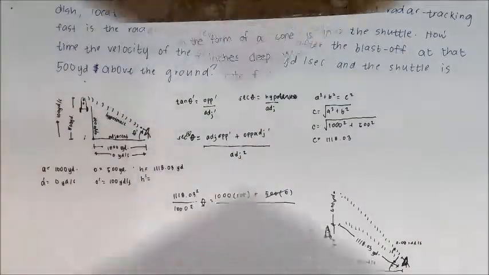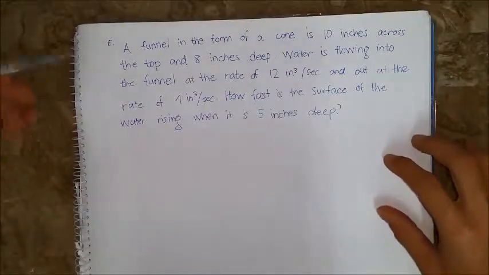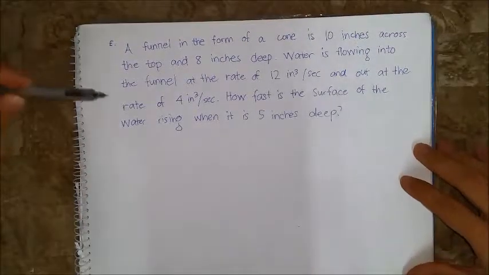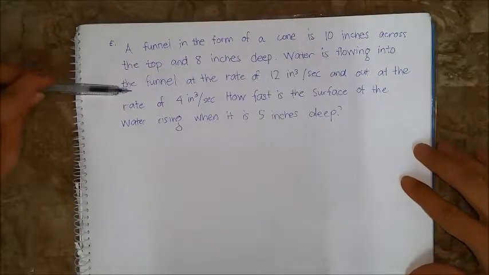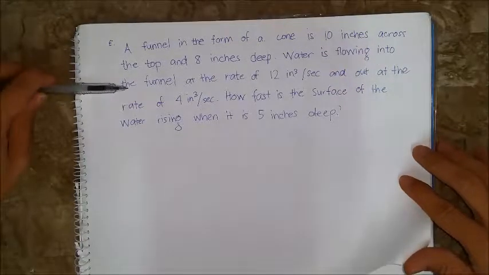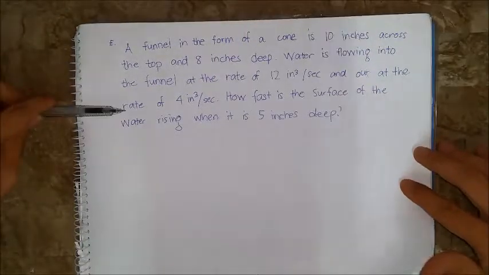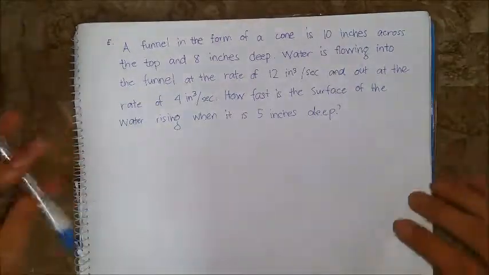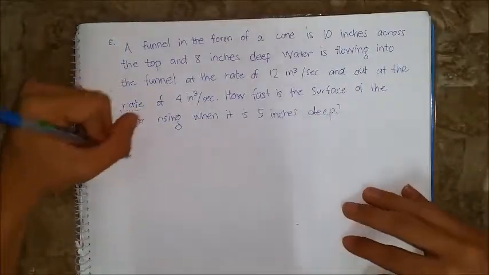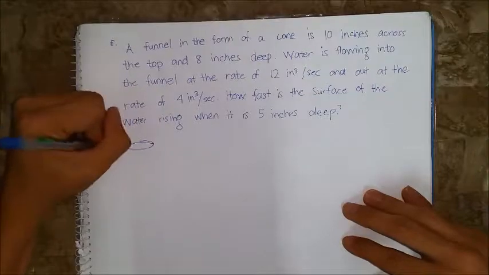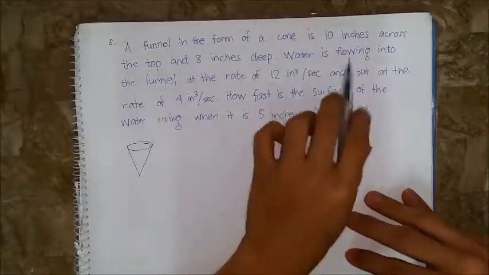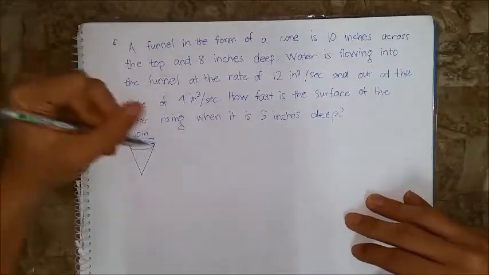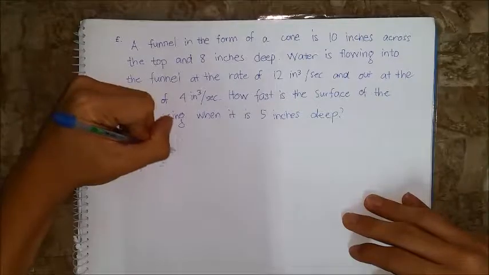Thank you. For our last question, we have here a funnel in the form of a cone that is 10 inches across the top and 8 inches deep. Water is flowing into the funnel at the rate of 12 inches cubed per second, and out at the rate of 4 inches cubed per second. How fast is the surface of the water rising when it is 5 inches deep? So first, before we move on, let's illustrate that. A funnel in the form of a cone. It says here it's 10 inches across, so that's the diameter, 10 inches. And the height is 8 inches.